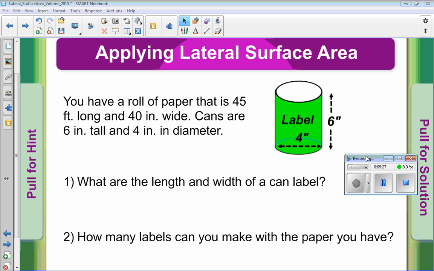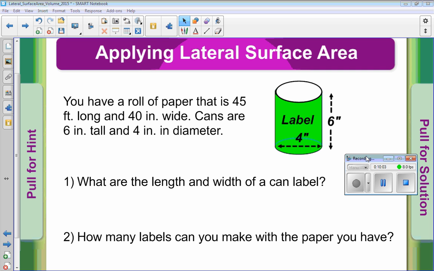We're talking about lateral area. Today is April 29th. I'm given a certain amount of paper, and I'm told how big the cans are. How many labels can I make? First of all, why is this a lateral area problem? Think about soup cans and labels and things like that. They go around the lateral area. You don't have labels on the top and the bottom on most cans.